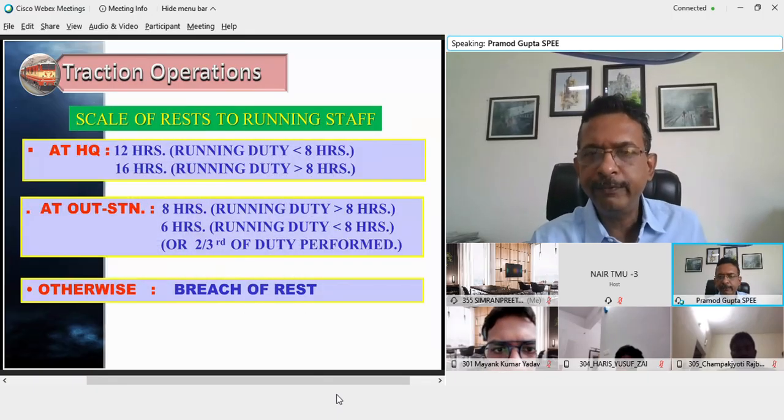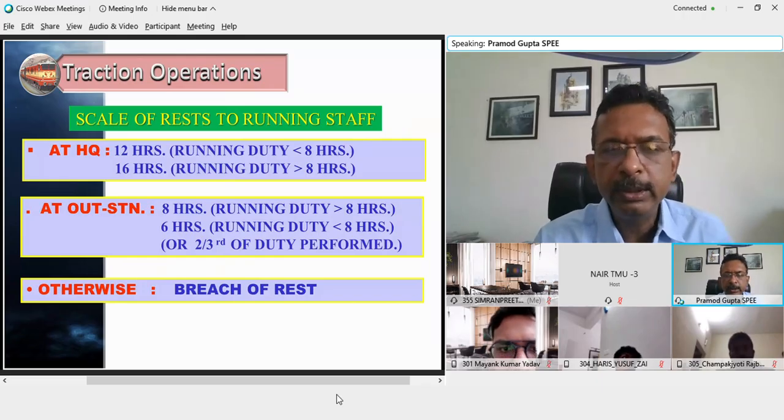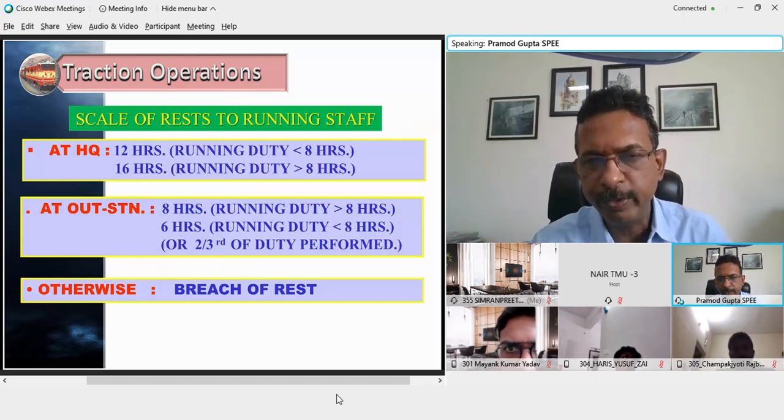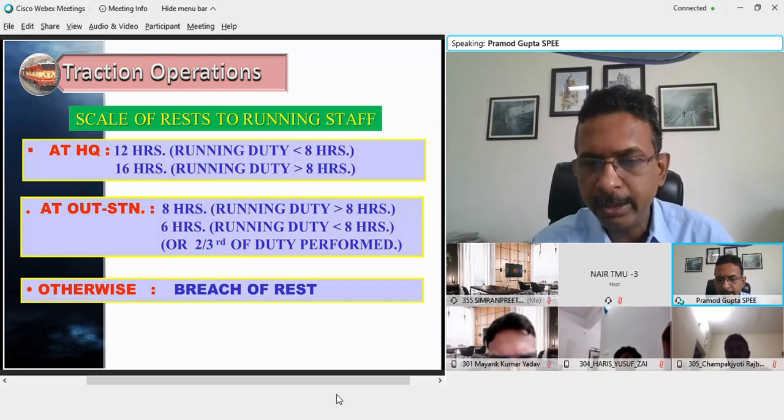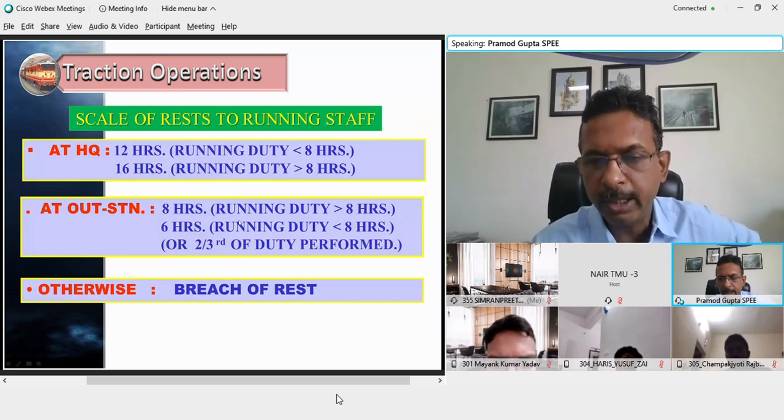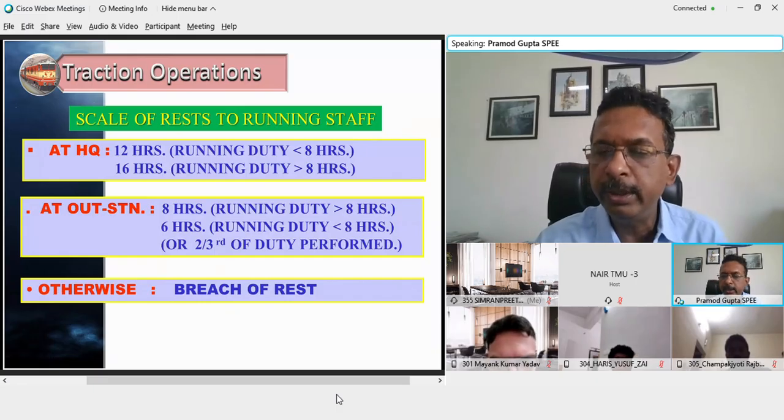The other one is the scale of rest for the running staff. This is the mandatory rest which is supposed to be taken at headquarters, at outstation, and otherwise. It is 8 hours at outstation. You should take 8 hours rest if the running is more than 8 hours, and 6 hours rest if the running is less than 8 hours.